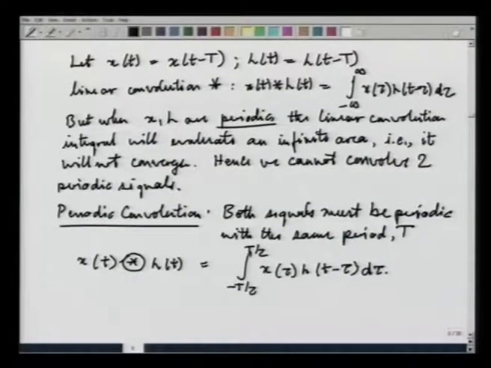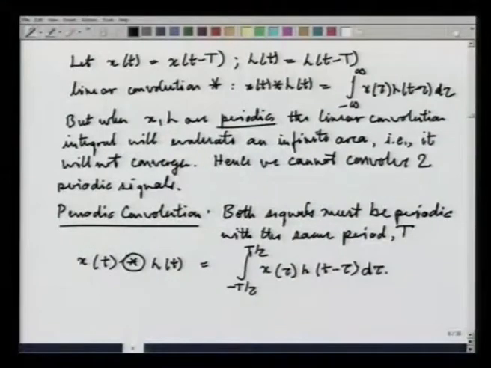So, while tau varies from minus T by 2 to T by 2, essentially you can say that one of the functions remains static and the other function is time reversed and shifted by the amount tau, as tau varies from minus T by 2 to T by 2, and inner products are evaluated at each value of tau, and these inner products essentially give you the value of the convolution at t. So, that is the periodic convolution.